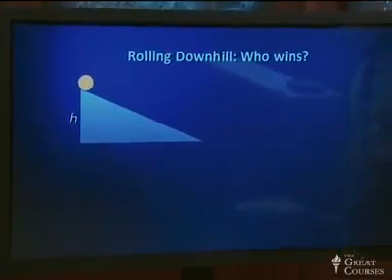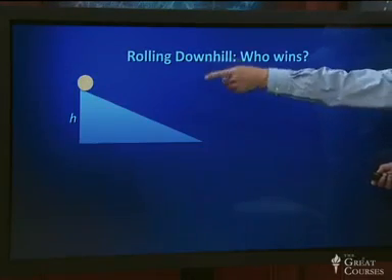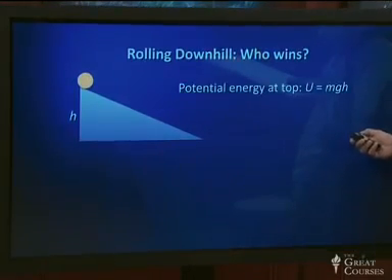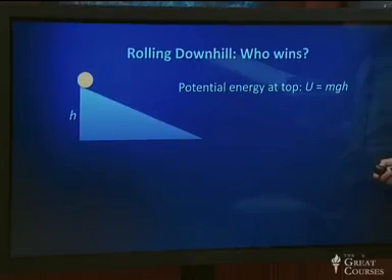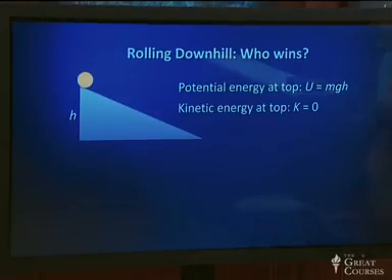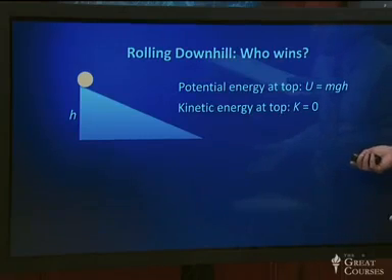So who's going to win this race downhill? We have these two objects. They're starting at some height h on that ramp. They're going to roll down, and they start out with potential energy at the top, U equals mgh. They had no kinetic energy at the top. I started them both at rest.